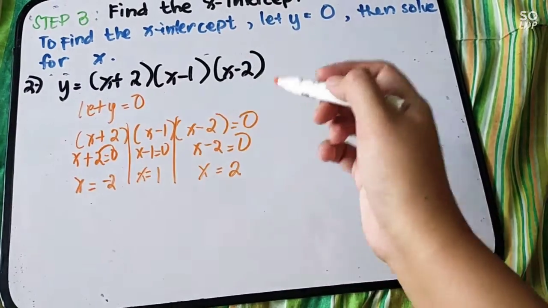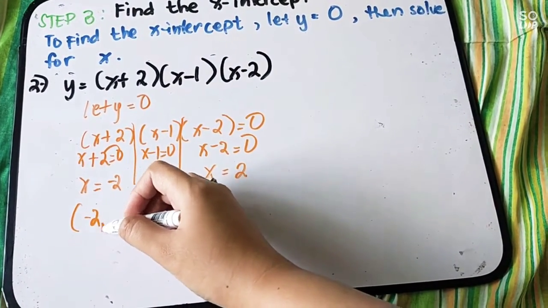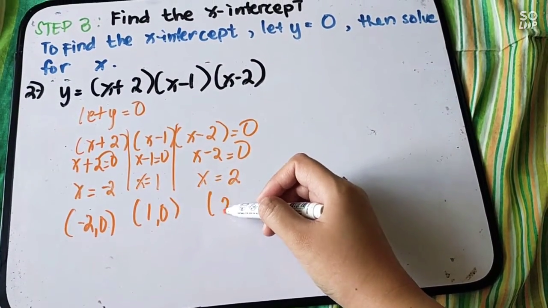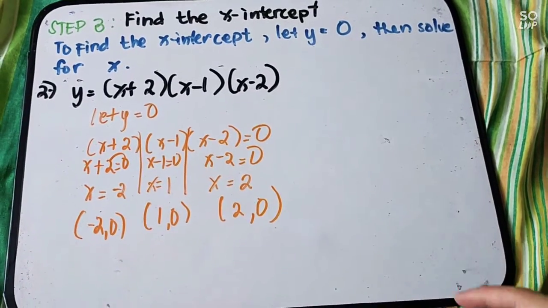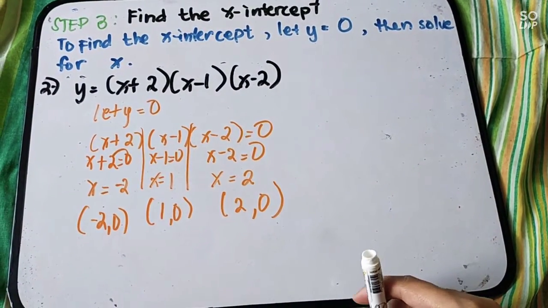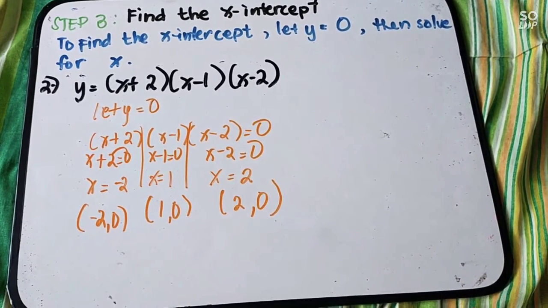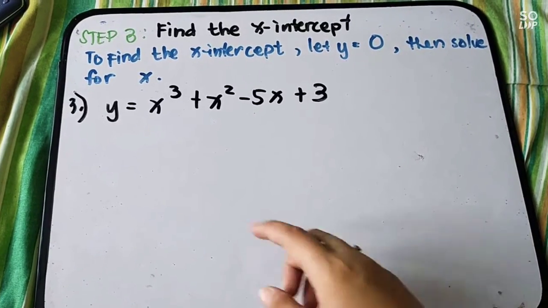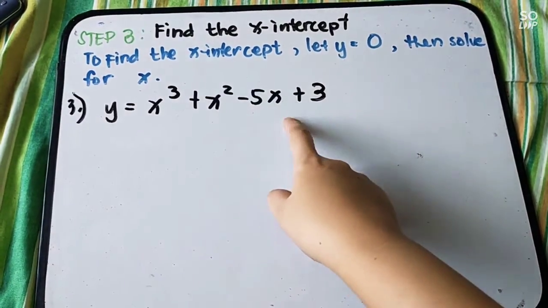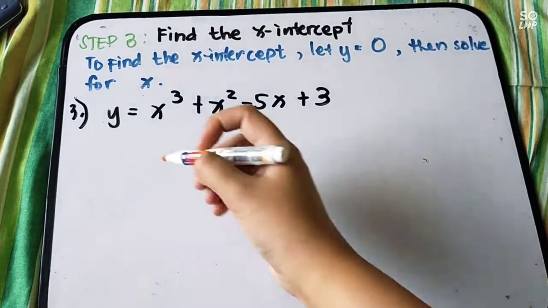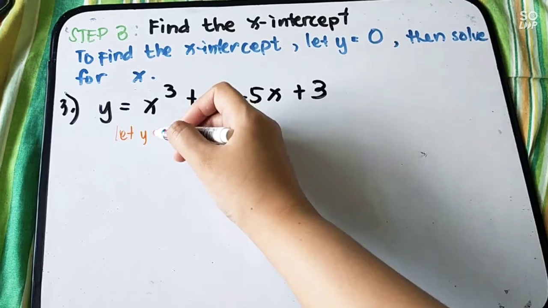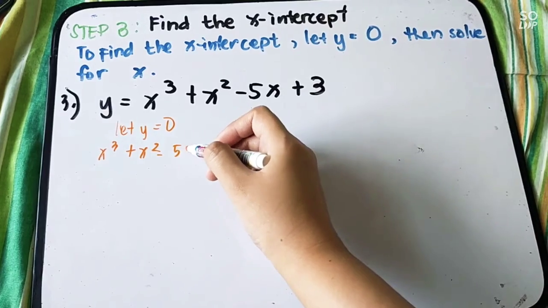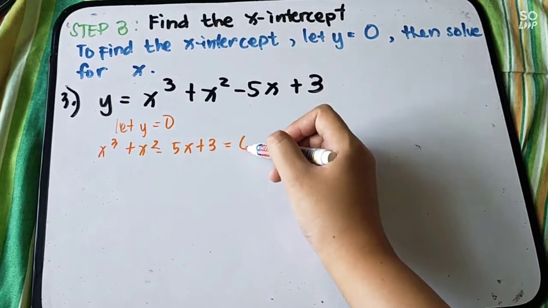So, our x-intercepts are negative 2 and 0, we have 1 and 0, and then we have 2 and 0. Alright? So, that is your x-intercept. Is it clear? Example number 3. Okay, let us find the x-intercept. So, we have y is equals to x cubed plus x squared minus 5x plus 3. Okay? So, let y be equal to 0. So, this one becomes x cubed plus x squared minus 5x plus 3 is equal to 0.